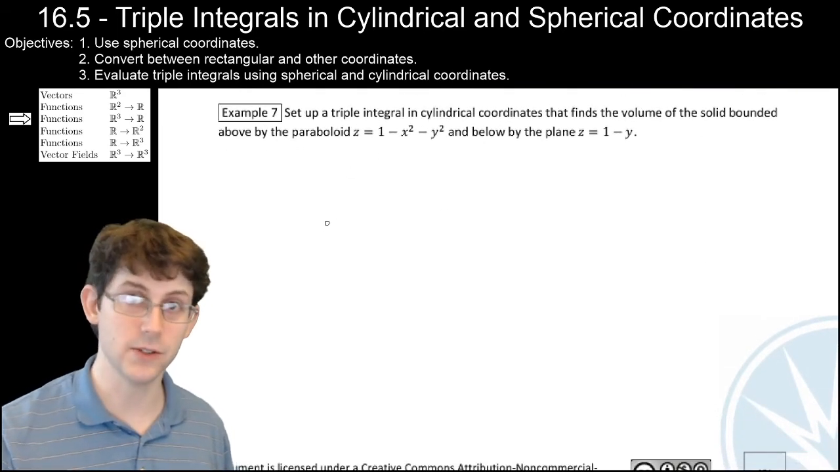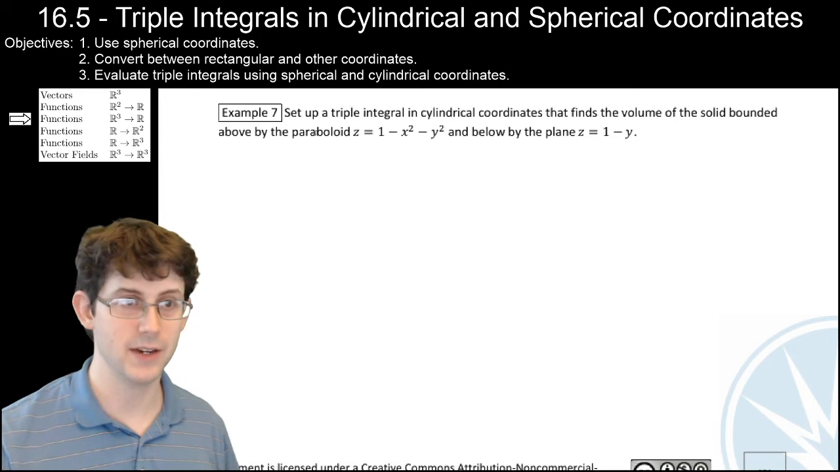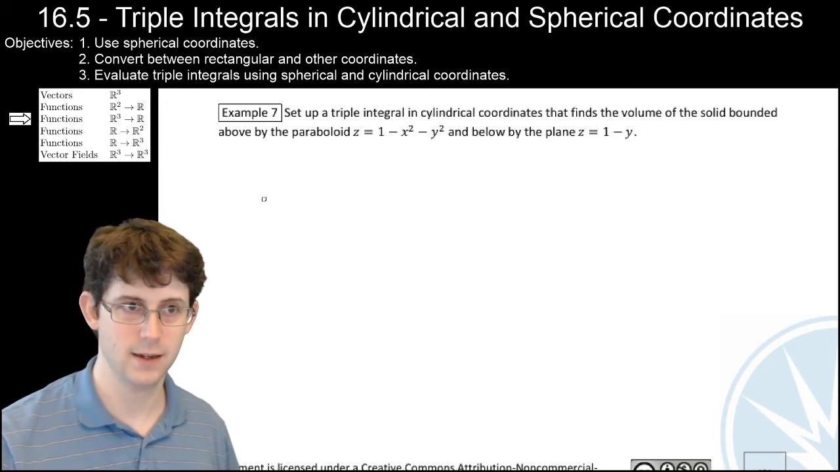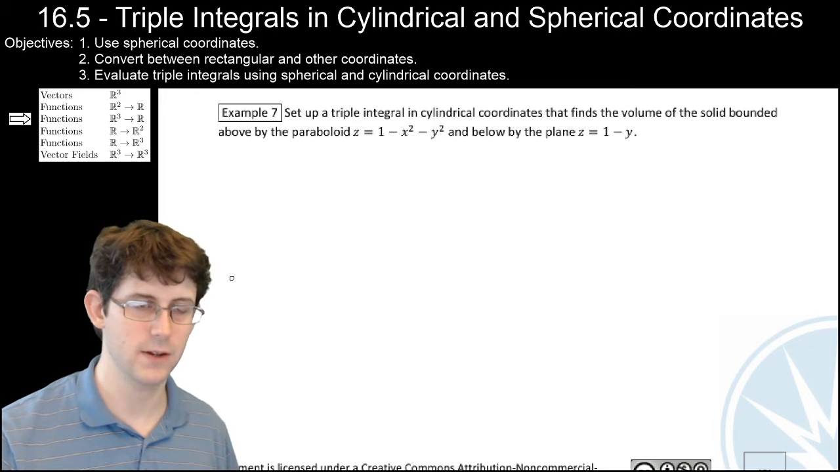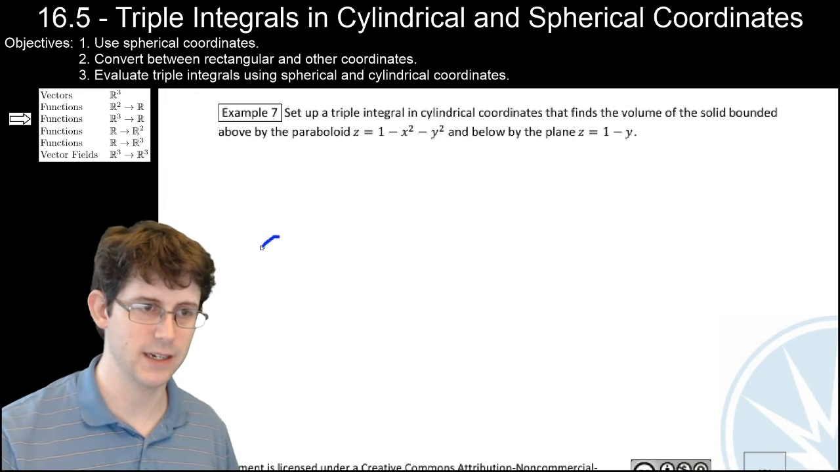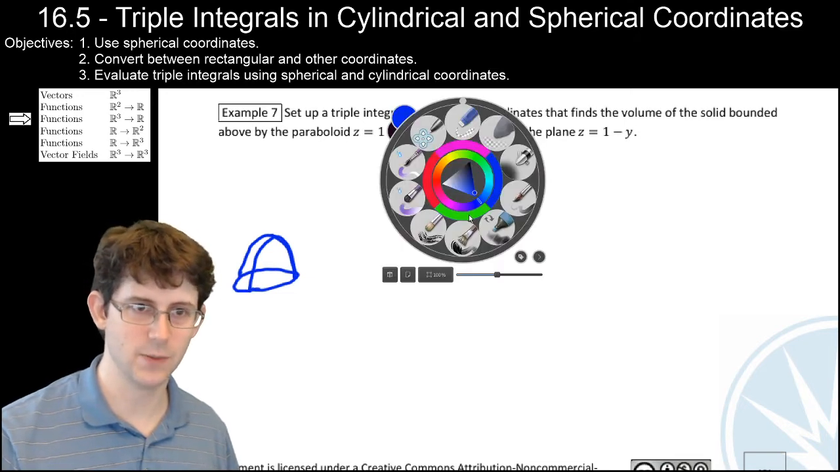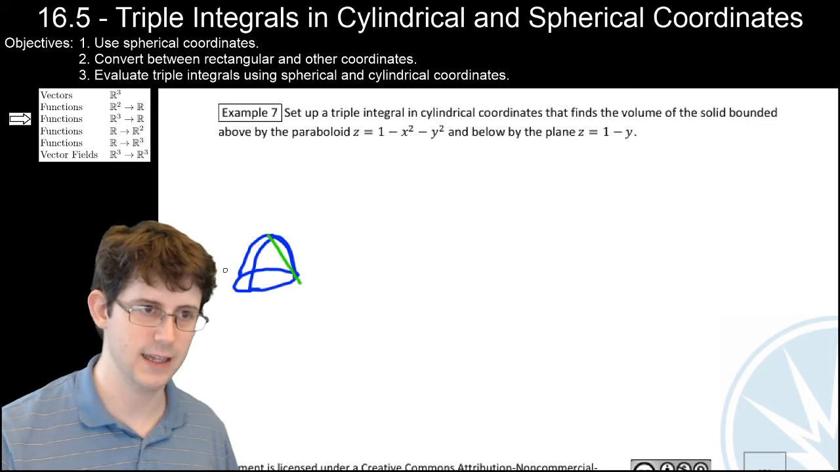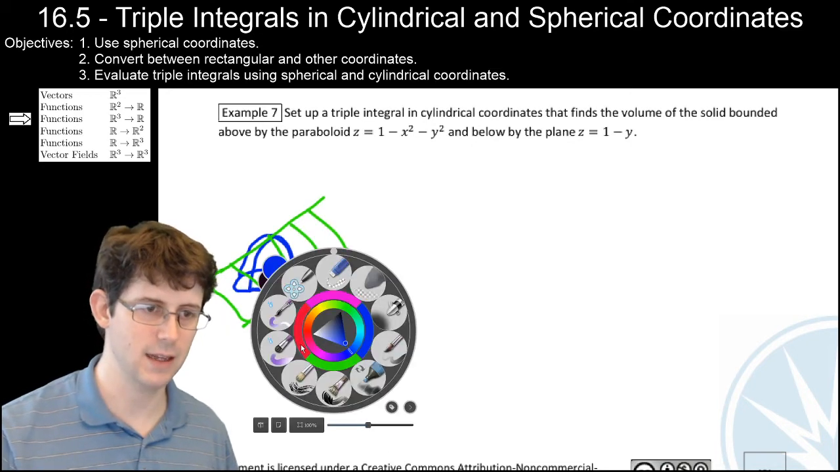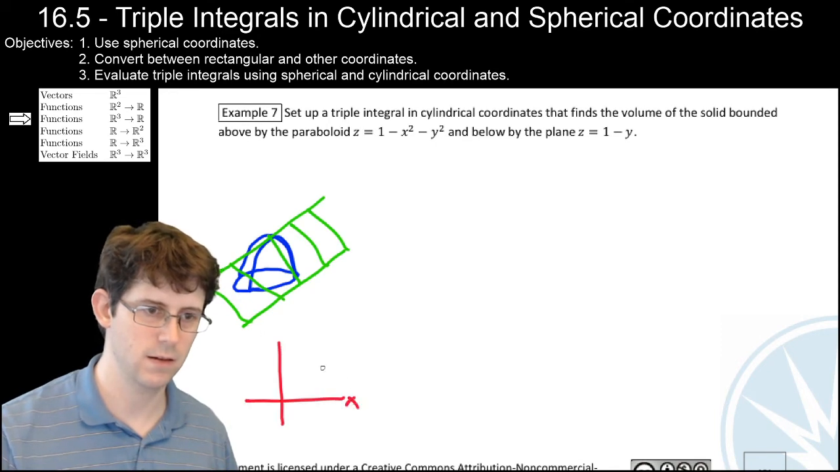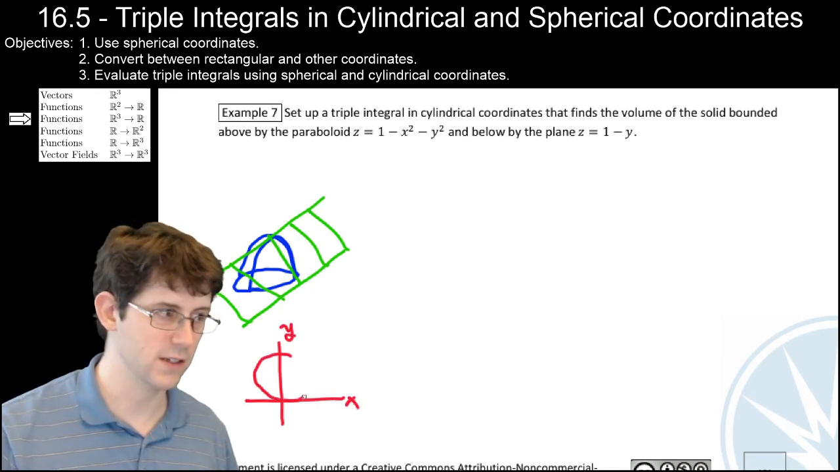So let's set up a triple integral using cylindrical coordinates. We're bounded above by, oh, we've seen this before. We drew this one or two sections ago, I think. z equals 1 minus x squared minus y squared is this paraboloid. It's got a circle on the bottom. And then z equals 1 minus y was slicing it this way. And when we looked down on the xy plane, it made a circle of radius 1/2.